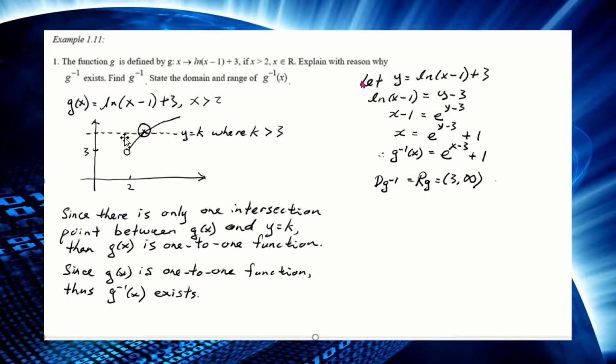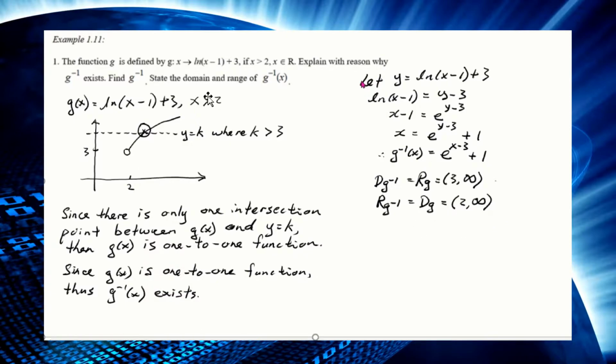So from the diagram, we know that the range of g is greater than 3. So this means the domain of this inverse function g is greater than 3. Then, same for the range of this inverse function, we need to confirm with the equation where range of inverse is equal to the domain of the original function, where from the graph we know that the domain of g is greater than 2, so the range of the inverse is also greater than 2.